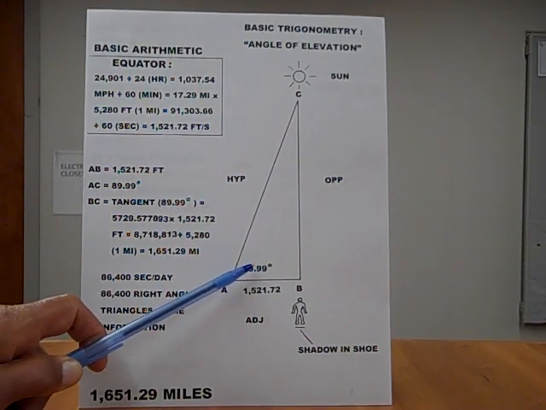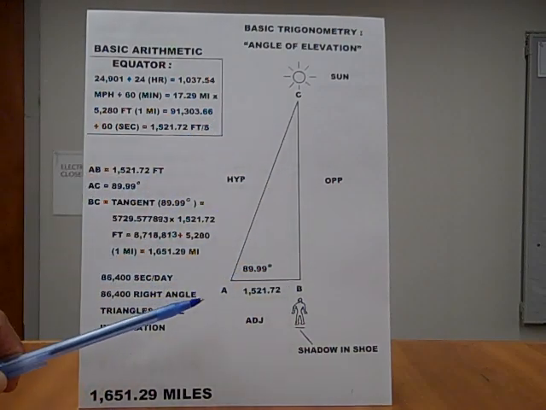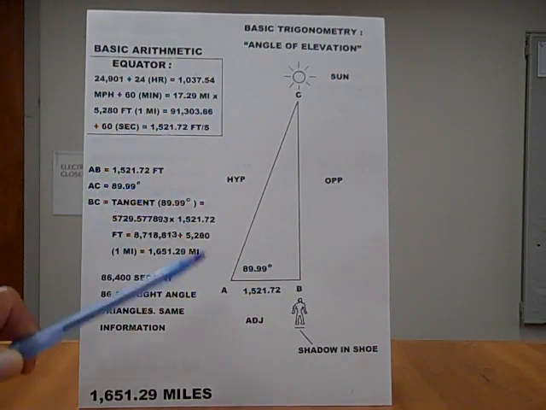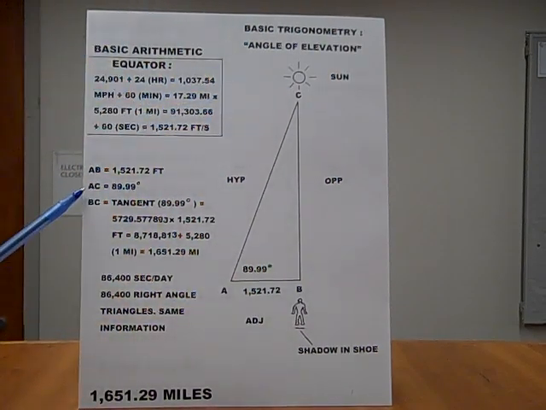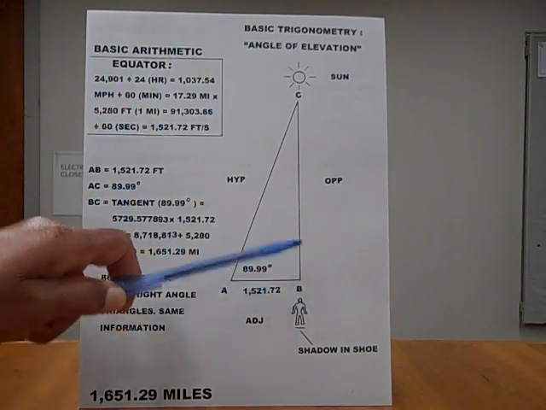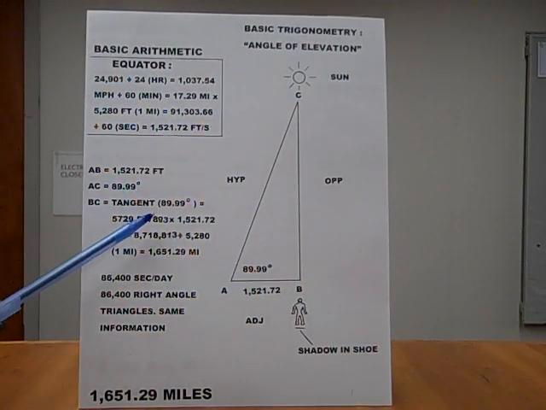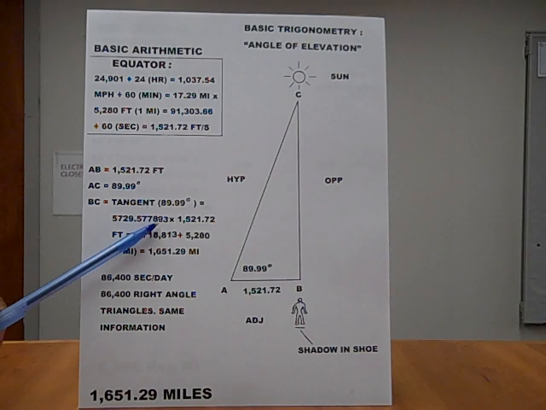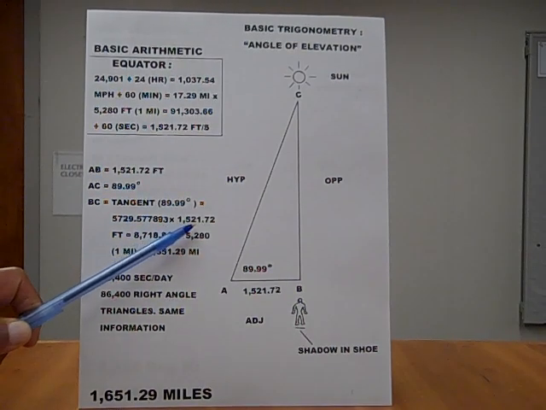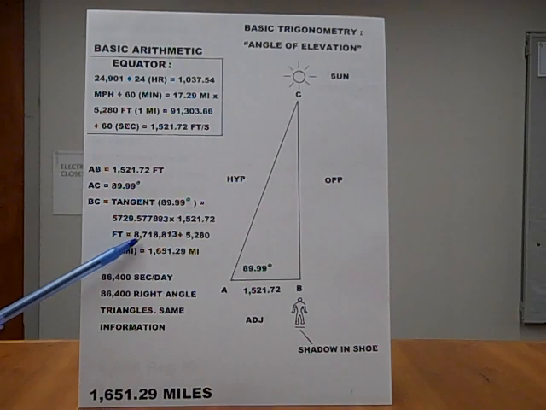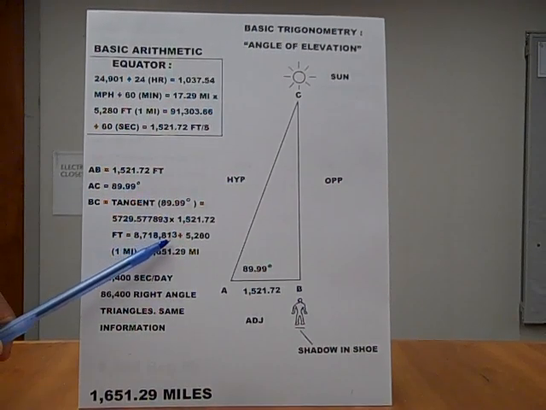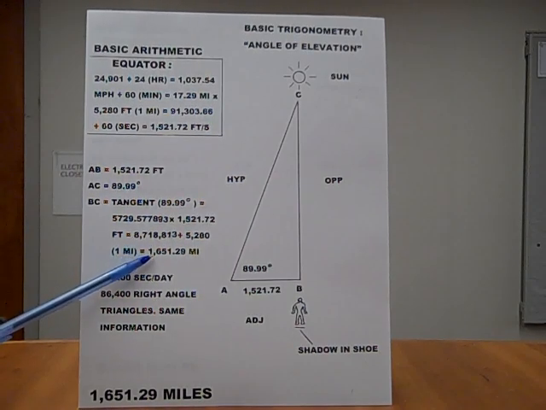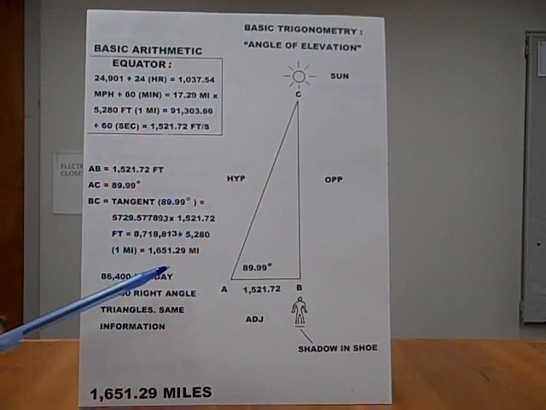which is A to B, which is 1,521.72 feet. A to C is 89.99 degrees. B to C is the tangent of 89.99 degrees, which equals 5,729.577893 times 1,521.72 feet, which equals 8,718,813 divided by 5,280 feet, which is 1 mile, which equals 1,651.29 miles above the Earth's surface.